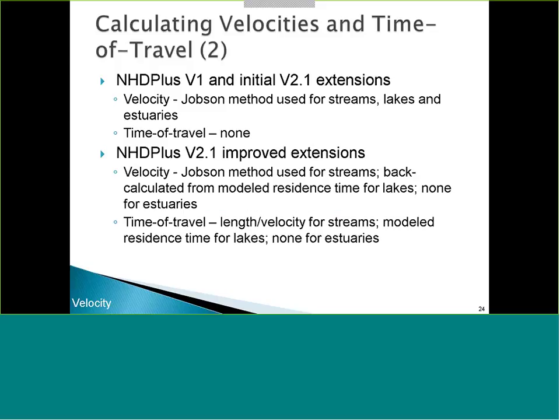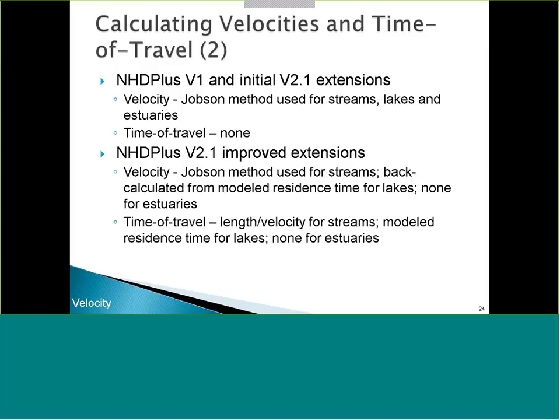Now, in calculating velocities, which are very important for estimating times of travel, in NHDPlus v1 and in the initial release of v2.1, the Jobson method was used for everything. Streams, lakes, estuaries, it was done everywhere. But that's not really correct because, first of all, the Jobson method is really only for flowing waters.